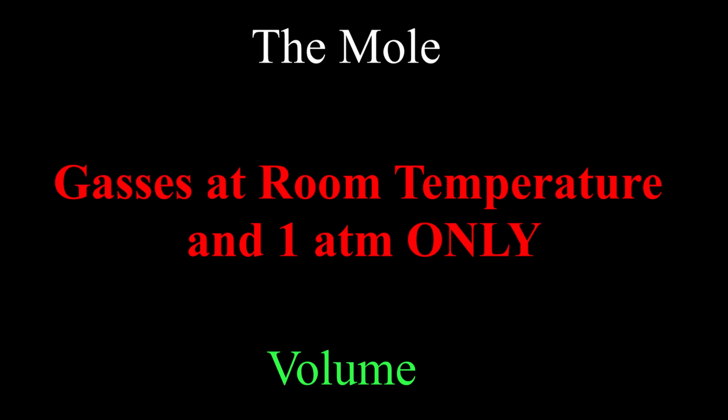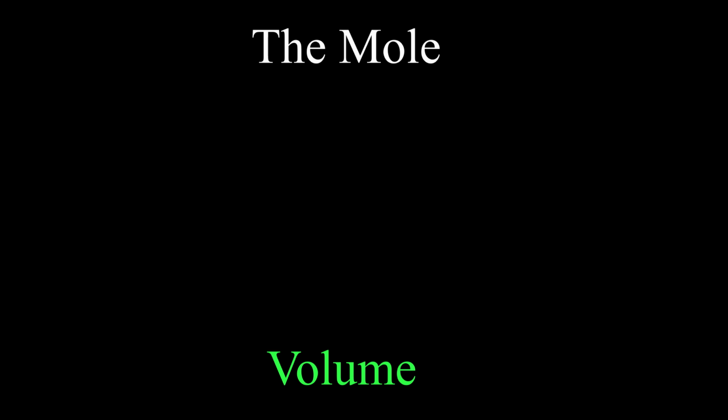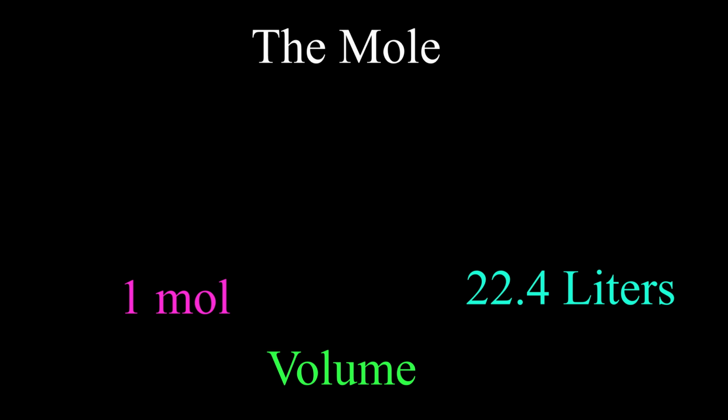Now, let's talk about volume. This one is just for gases, and specifically only if they are at room temperature, which is 25 degrees Celsius, and 1 atmosphere of pressure. And the question will tell you this if they ask you. All gases, when at these conditions, have a conversion rate of 1 mole to 22.4 liters. That means that 1 mole of oxygen gas is 22.4 liters. 1 mole of nitrogen gas is 22.4 liters. And it's for all gases at this standard temperature and pressure, or STP.